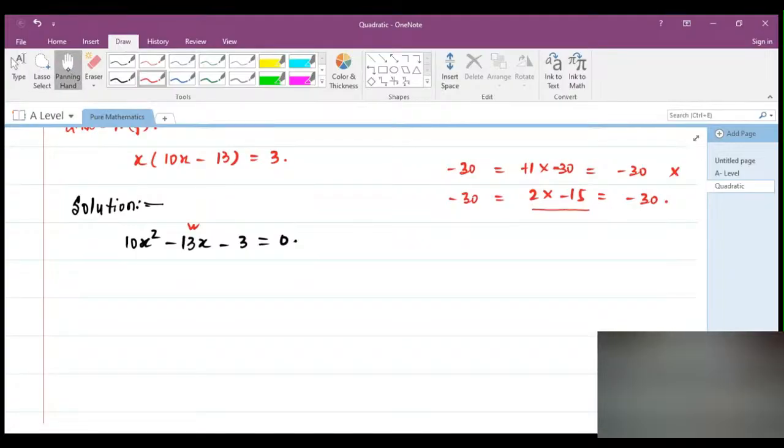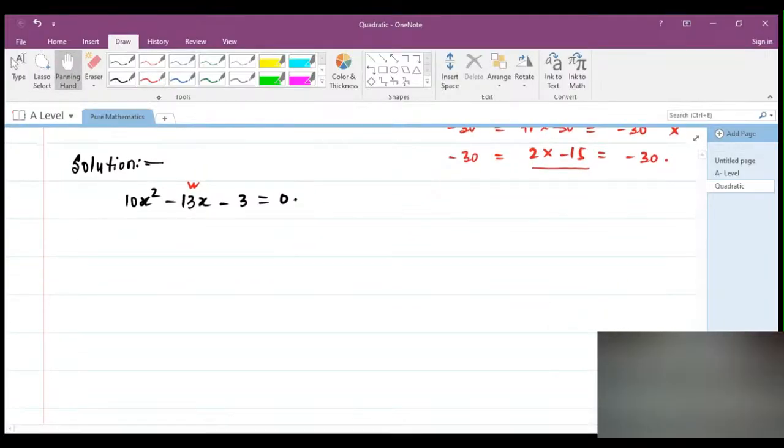So let's see the next step will be 10x square minus, what do we write down here, plus 2x minus 15x minus 3 equal to 0.